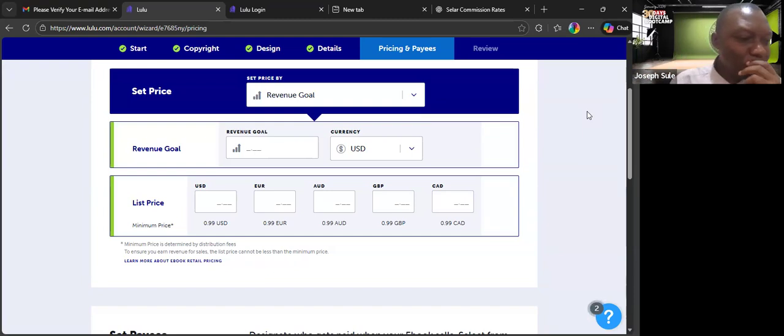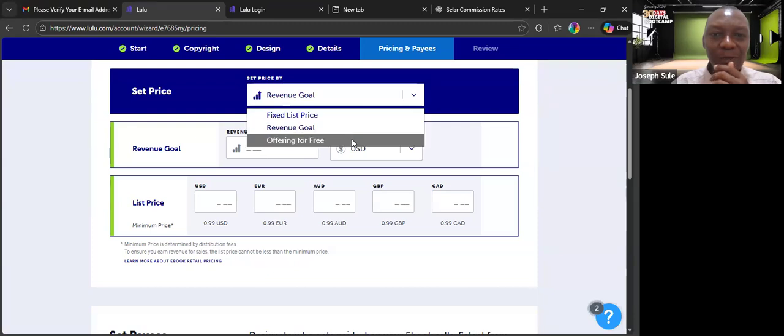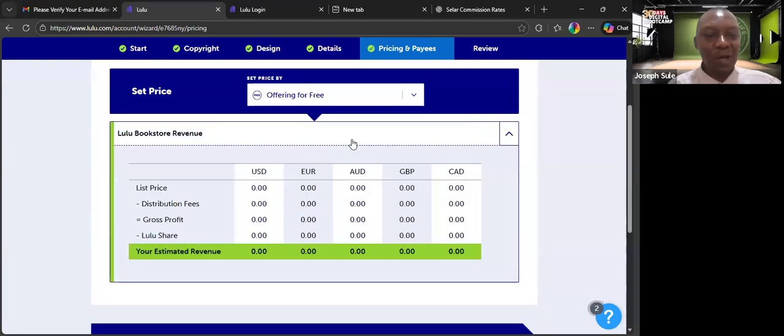But there is something I usually do on Lulu. I love to go with revenue. If I click this, you'll see there are three different types of pricing. One, offering for free. If I click this, it is the same as what you have on Selar, what Bishop showed us. You can give this book for free. And you see already my pricing is ticked. So anyone who comes into this platform will pick this book for free.